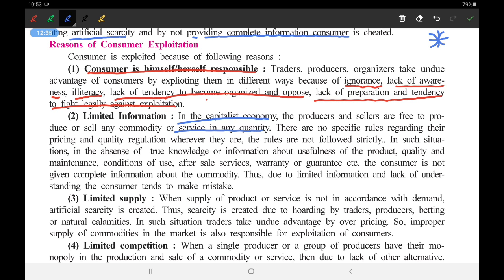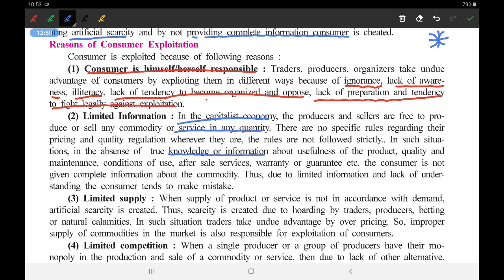In such situations, in the absence of true knowledge or information about the usefulness of the product, quality and maintenance, condition of use, after sales services, warranty and guarantee, etc., these are not told. So many times it will happen, right? The real information is not given.